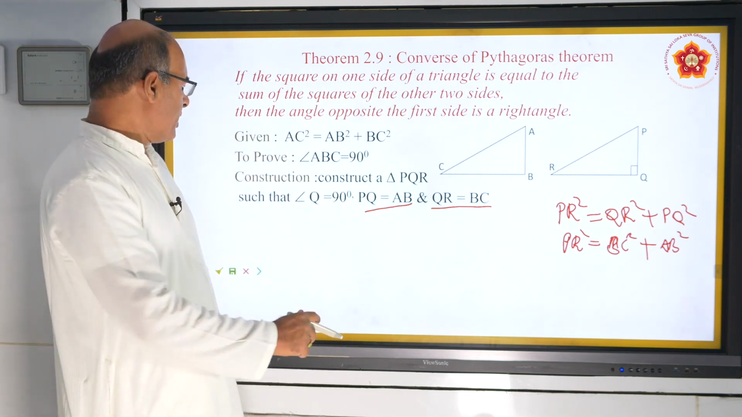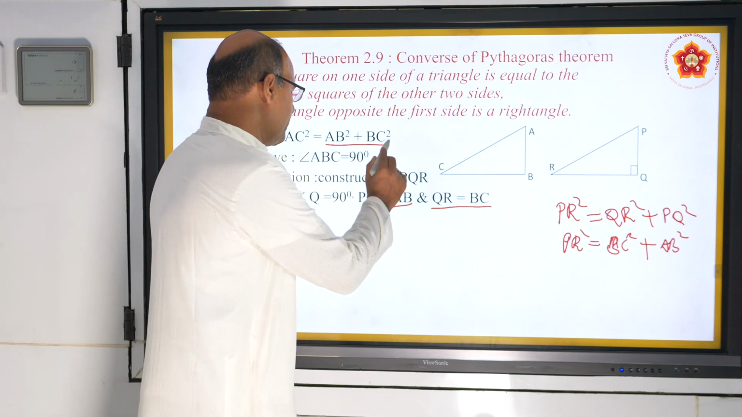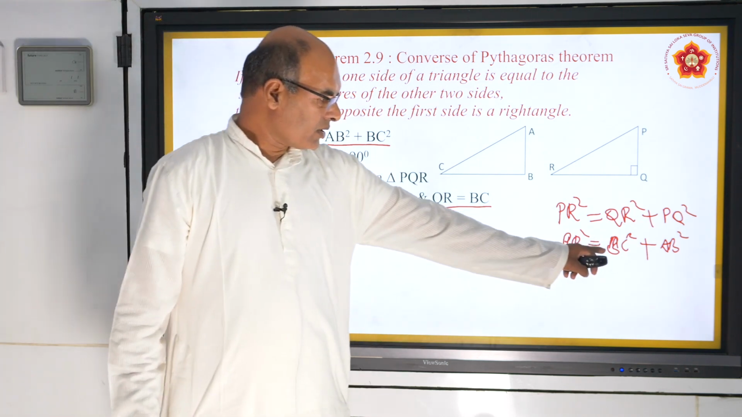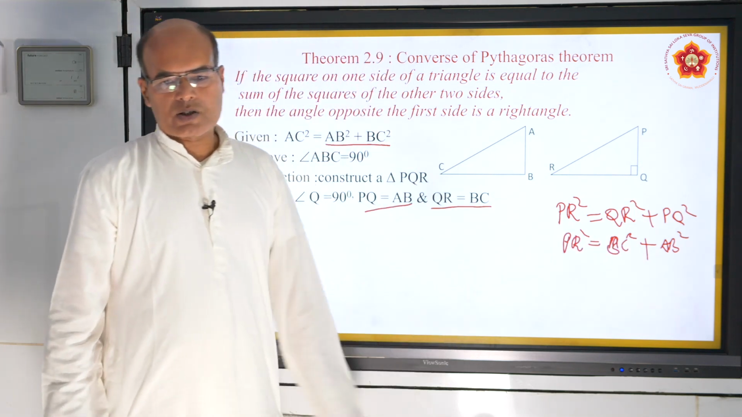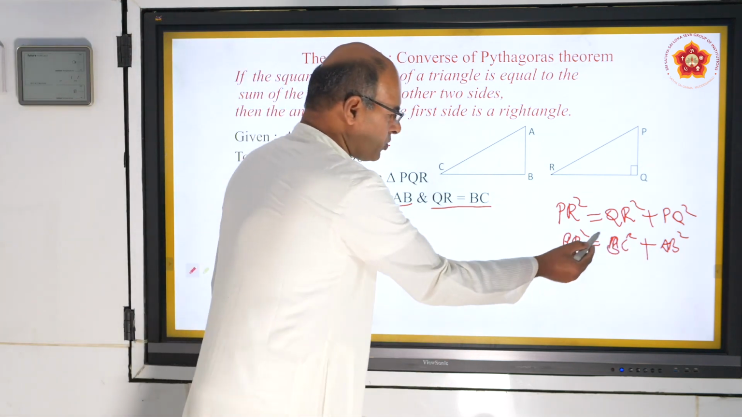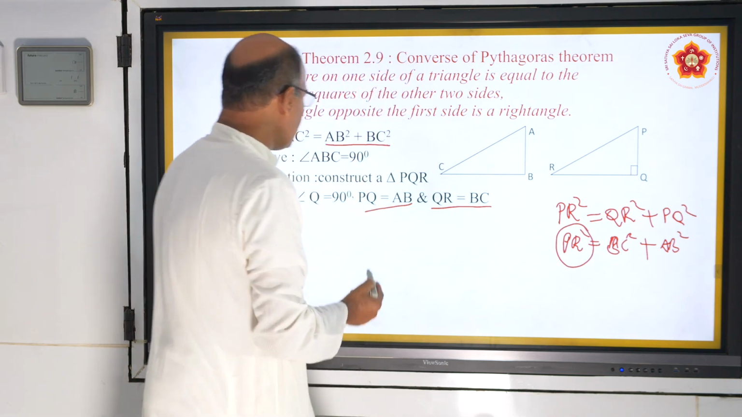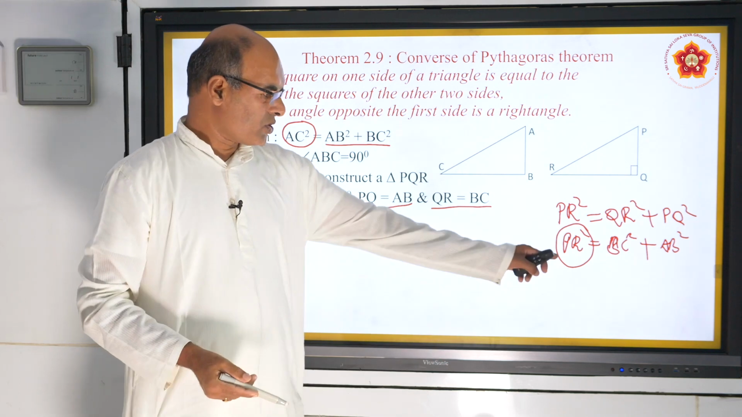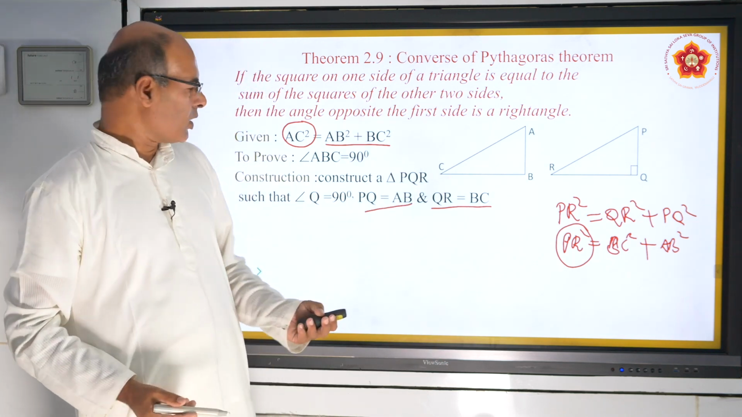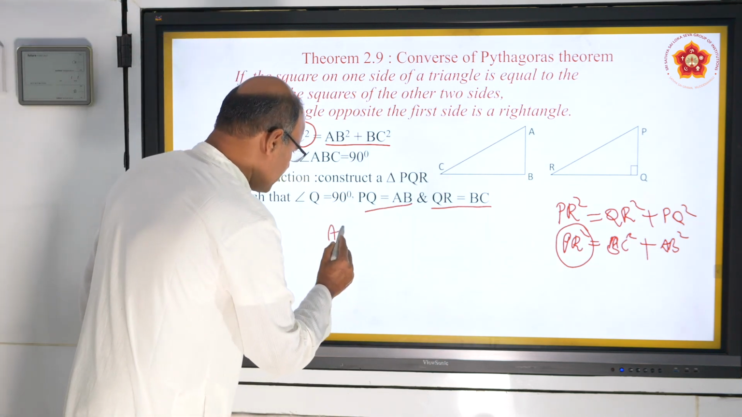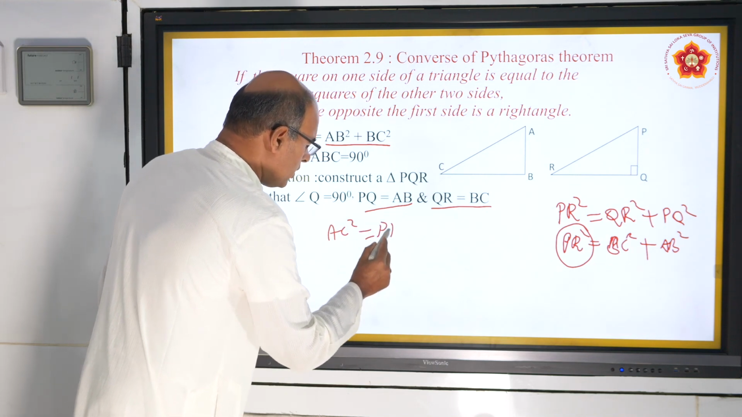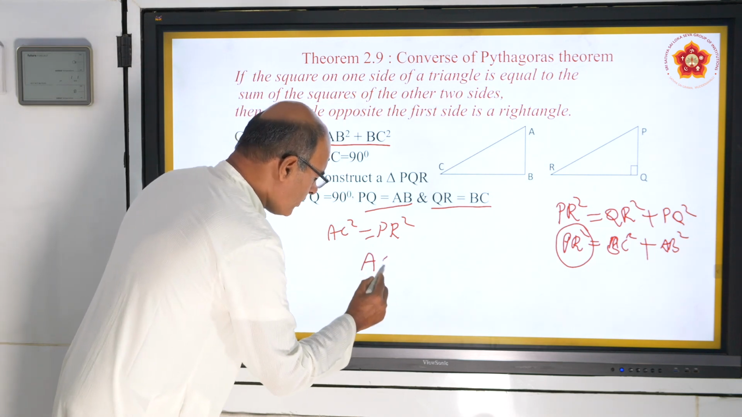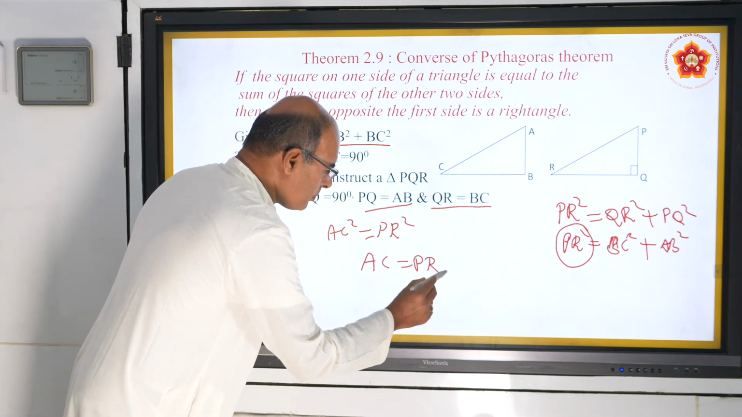What did you assume in the beginning? In the beginning we assumed that AB square plus BC square is equal to AC square. Here we got AB square plus BC square is equal to PR square. So comparing these two, things which are equal to the same thing are equal, we can write AC square is equal to PR square. On cancelling the square, we get AC is equal to PR.